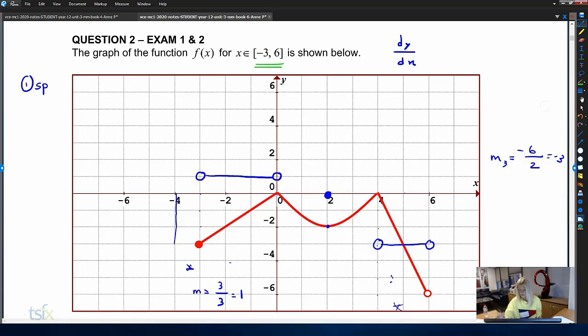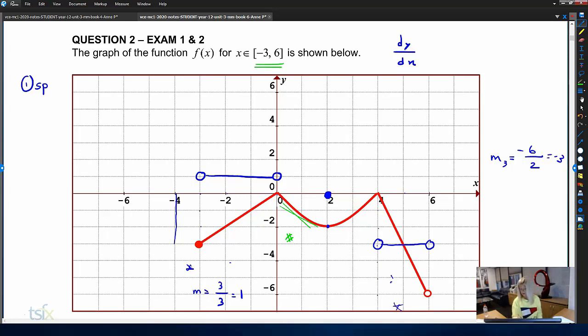So I can see to the left of that stationary point, my gradients are negative. Draw the gradient of the tangent at any point to the left of that stationary point too, and you will see a negative gradient. So my region of my derivative should be down here.